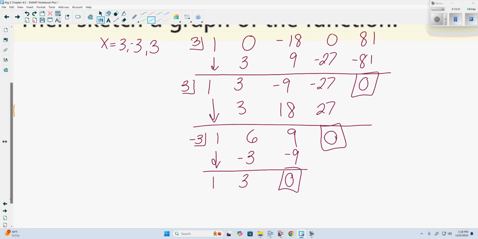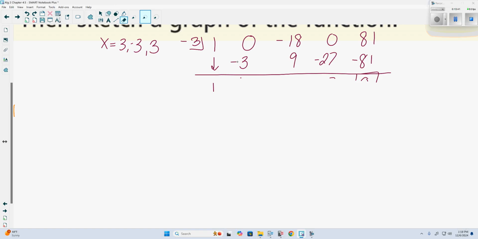Questions on what we've done so far? It is a good number of steps, but for the most part, the steps in and of themselves aren't totally bad. Because if we started with -3, I'm going to erase all this here. Because 1 times -3 would be -3. 0 plus -3 is. -3 times -3 is 9. And -18 plus 9 is -9. -3 times -9 is positive 27. 0 plus 27 is 27.